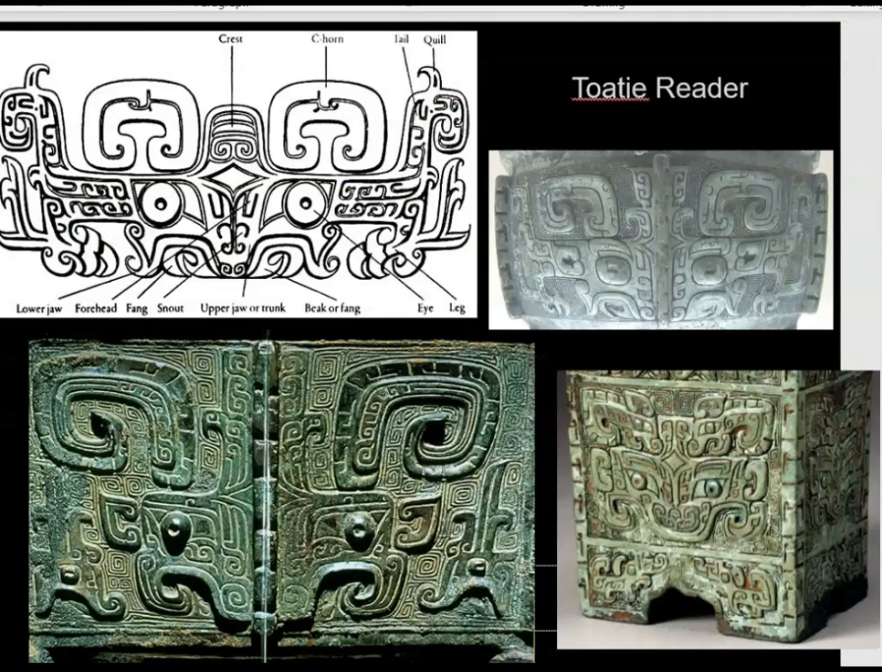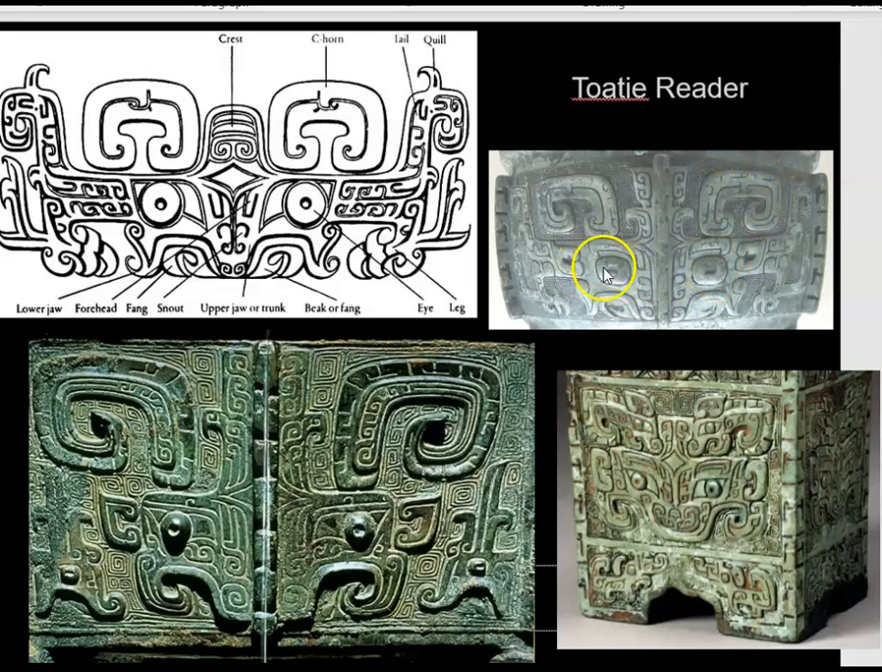This is your taotie cheat sheet. It will allow you to pick out the parts of this, I'm going to say, commonly depicted face that appears on many of these bronze vessels. If we go to the upper left, we're going to see that we have a crest. And if we go over here, we can see the crest on this particular depiction. We also have a couple horns. That's what these things are, located right here.